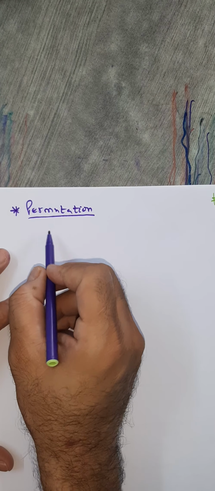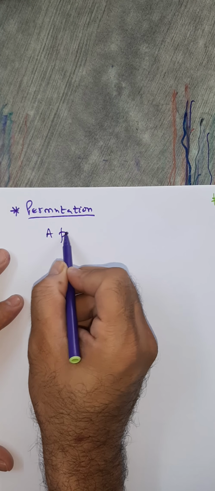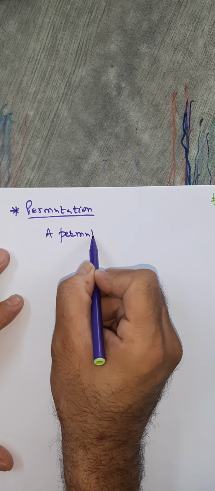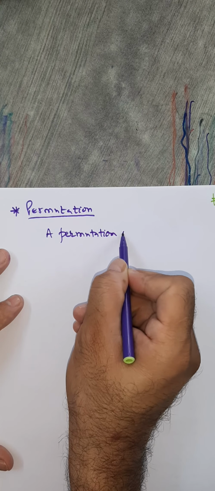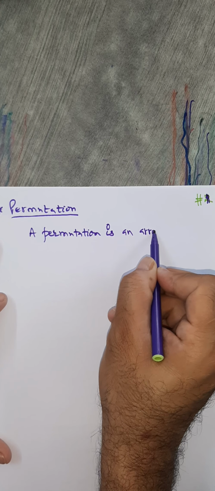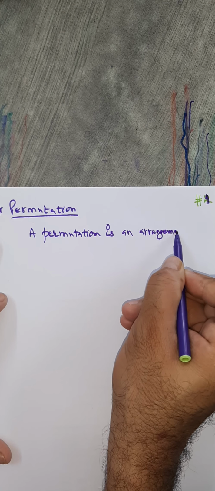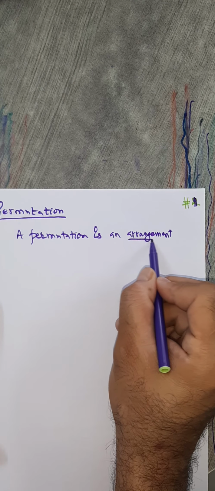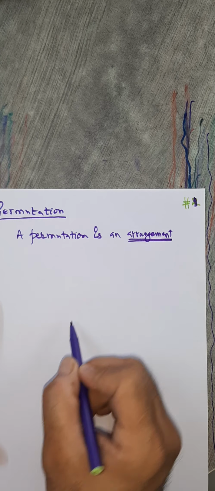In this chapter, we already discussed counting principle and factorial notation. Now we define what is permutation. So let me write here a permutation. A permutation is, as I told you, an arrangement. So we are arranging here specially on a line.